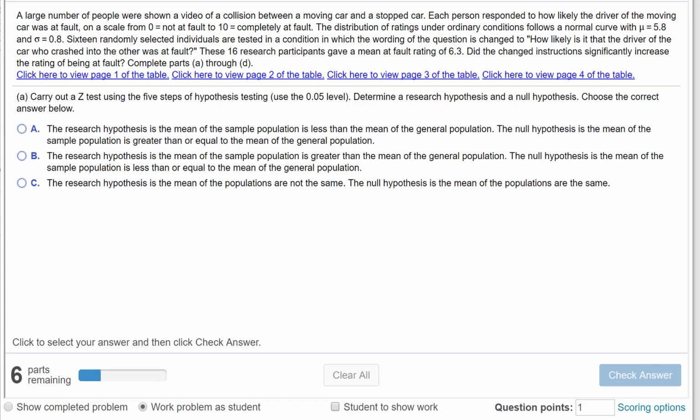So we're going to know, is this just due to random chance? If I picked another 16 people, there's going to be some variability within that. How likely is it that a result this extreme would occur just by chance? So part A.